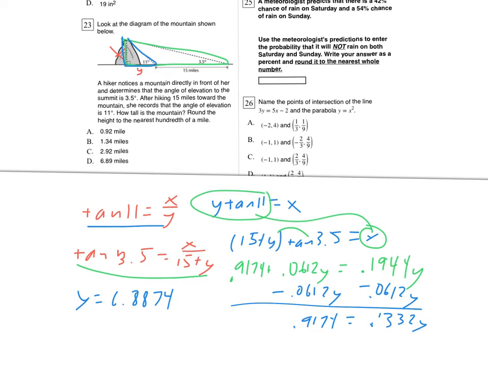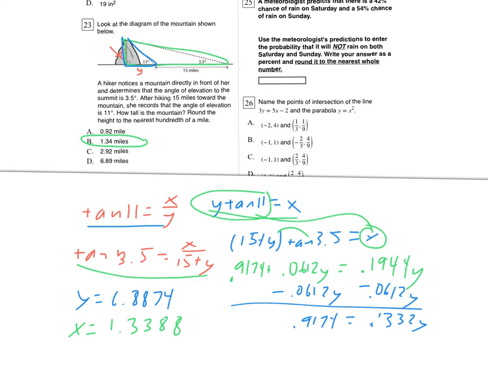So I need to plug that back in to this equation back here. I could really use any equation, but that one looks pretty easy. So that means that x equals 6.8874 times tangent of 11. And so that's going to give me 1.3388. Okay. And so since I've been rounding along the way, I'm going to say the answer is B here, because that's kind of the closest one to it.